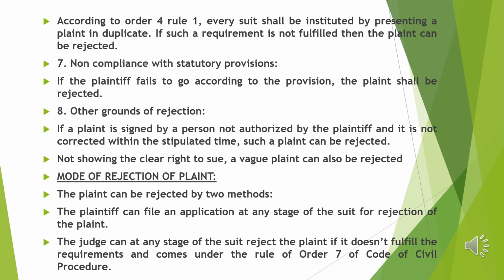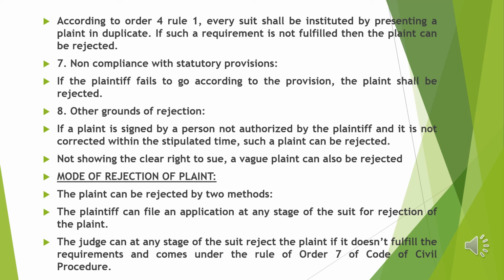According to Order 4, Rule 1, every suit shall be instituted by presenting a plaint in duplicate. If such a requirement is not fulfilled, then the plaint can be rejected. Non-compliance with statutory provisions: if the plaintiff fails to go according to the provision, the plaint shall be rejected. Other grounds of rejection: if a plaint is signed by a person not authorized by the plaintiff and it is not corrected within the stipulated time, such a plaint can be rejected.